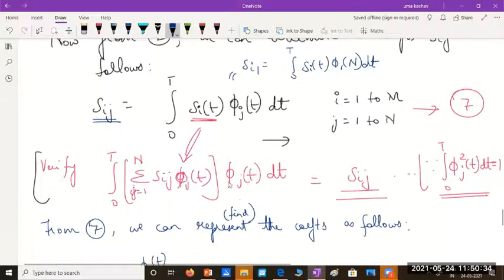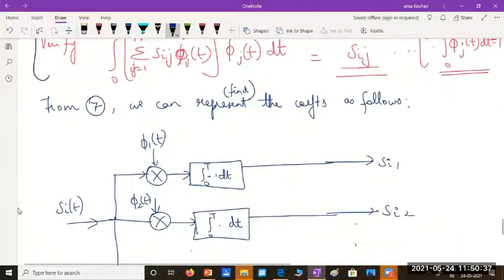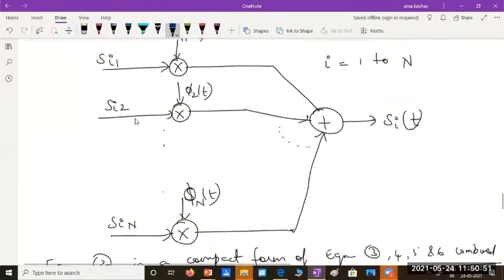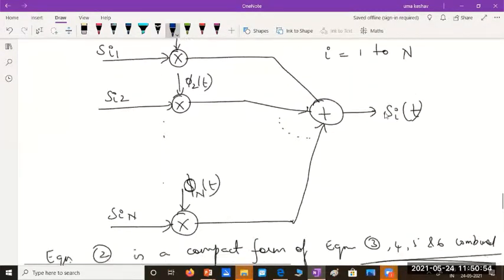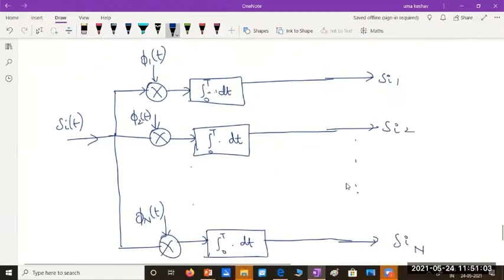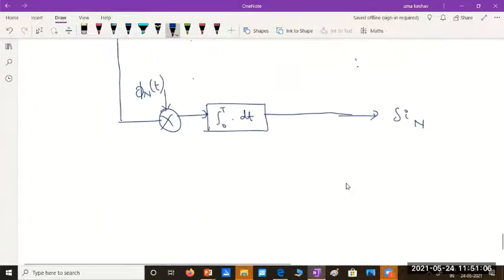Here, the reverse process. At the receiver side, what should you do? You have the signal, you multiply it with the basis function and you integrate, you will be getting back the coefficients. So here we are writing a process of getting back the coefficients. Here we are using the coefficients and basis functions to get the signal. Everywhere you see the basis functions should be used as shown. Is that clear? So please remember all these representations and equations.